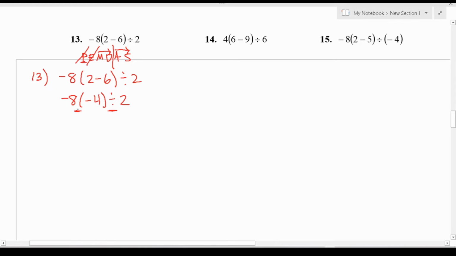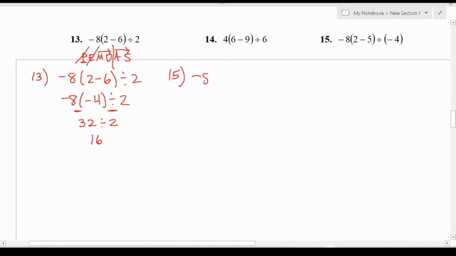So in light of that, we're going to do negative 8 times negative 4 first, and then the division. Negative 8 times negative 4 is going to be positive 32. And then that's going to be divided by 2. That's the last thing to do. So 32 divided by 2 is 16. All right, let's move on to 15.